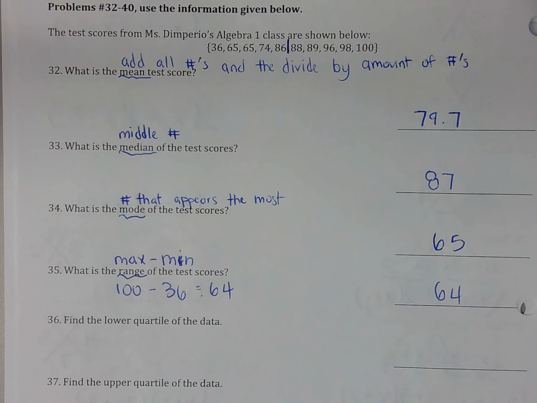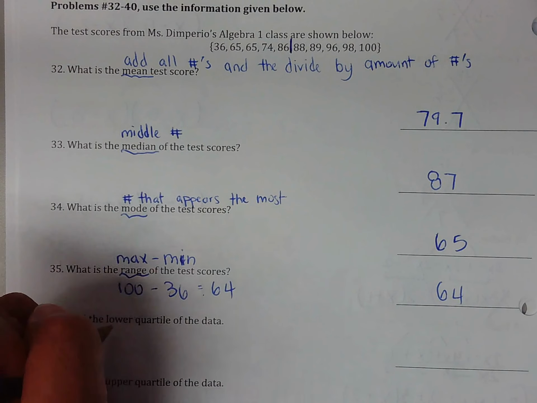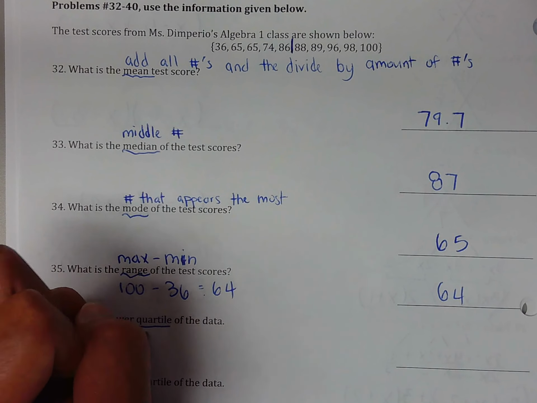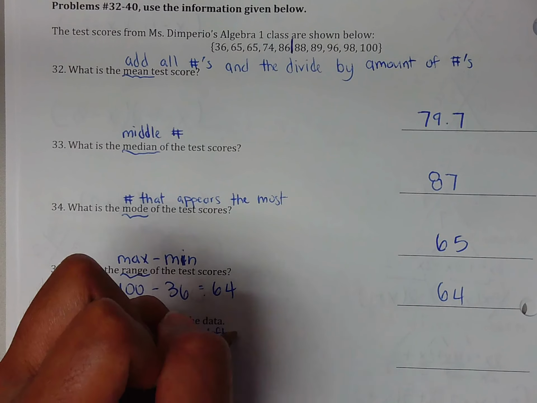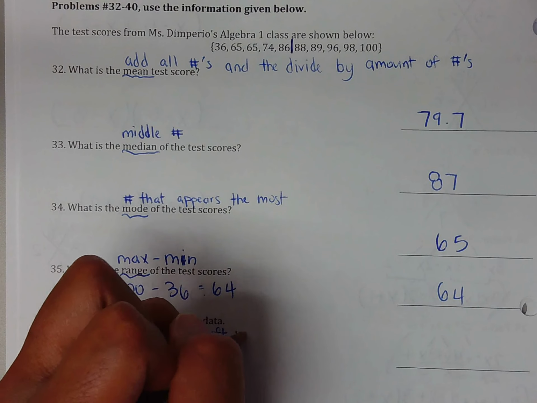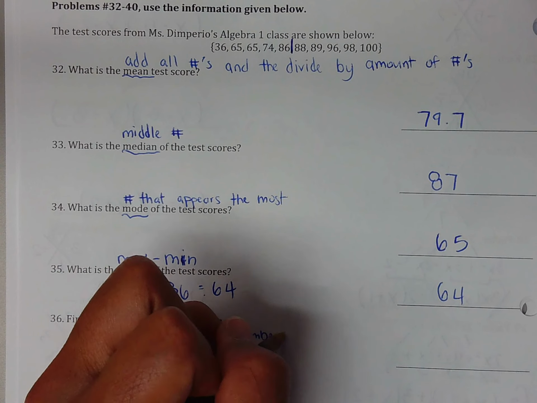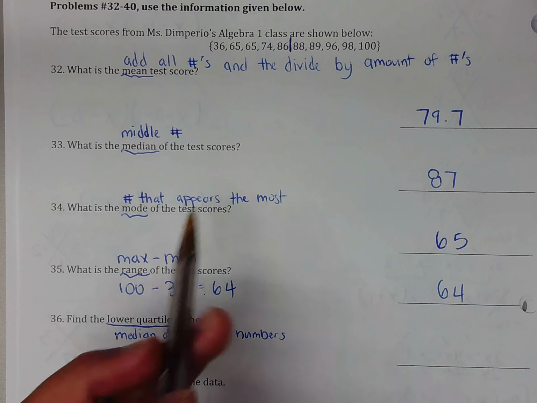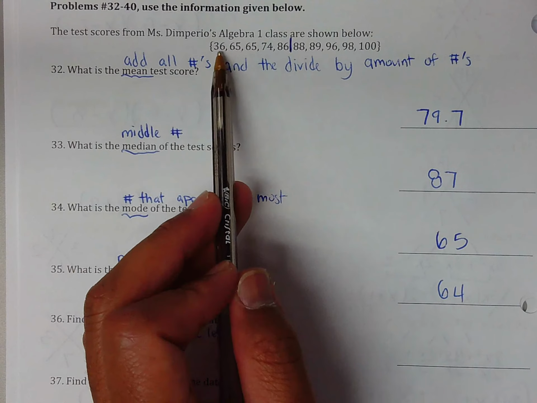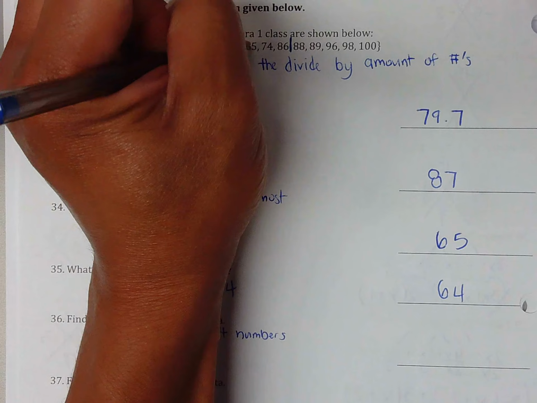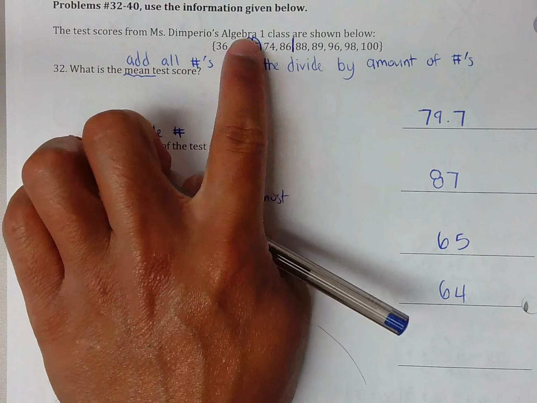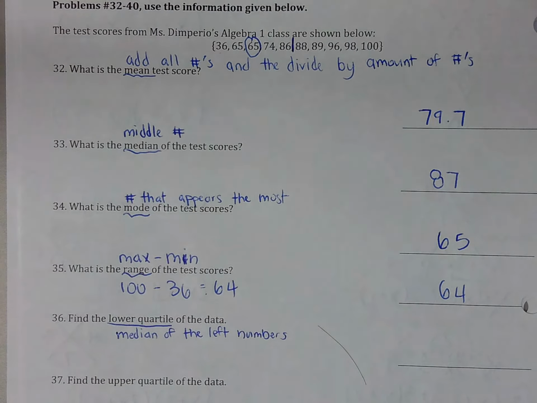Find the lower quartile of the data. So if you guys remember, to find the quartiles, now it's just taking the median, right? The lower quartile is just the median of the left numbers. That might sound confusing. The median of the left numbers is just the median of these numbers right here. So the median of 5 numbers will just be the middle number right there, 65. 2 to the left, 2 to the right. So yeah, that would be our median: 65.